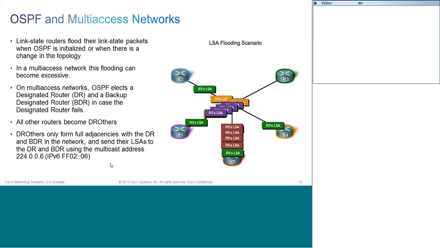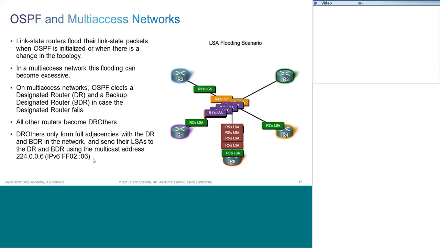All other routers become DROthers. A DROther is a router that is neither the designated router nor the backup designated router. DROthers only form full adjacencies with the designated router and the backup designated router in the network and send their link state advertisements to the DR and the BDR using the OSPF multicast address 224.0.0.6. If you were using IP version 6, that would be FF02::6.